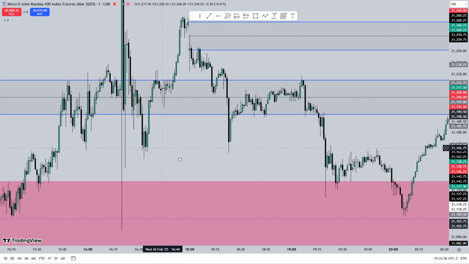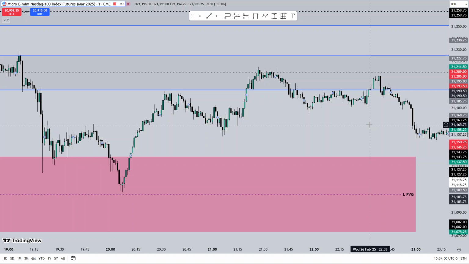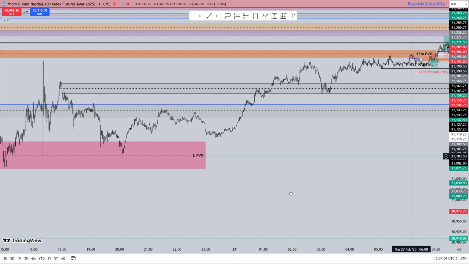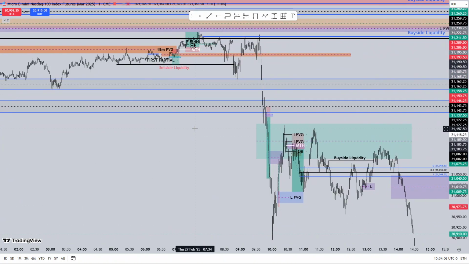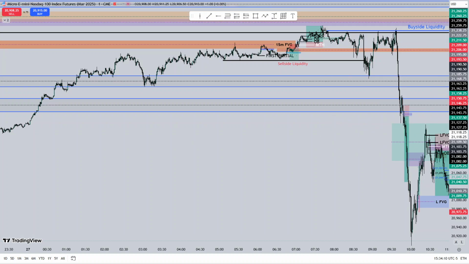Then this was Friday. Okay, no, this is not Friday. Sorry, this was not Thursday. Let me see Thursday's price action. Okay, this is my Thursday's price action.